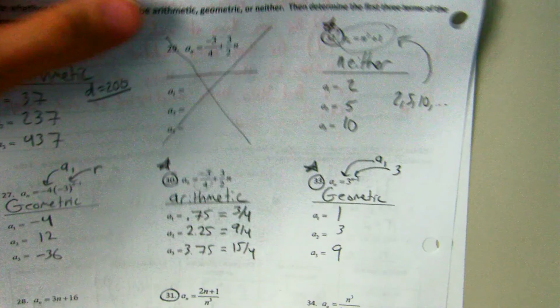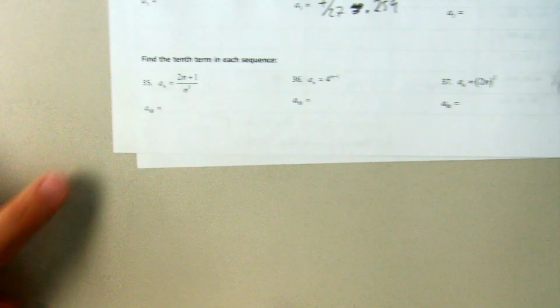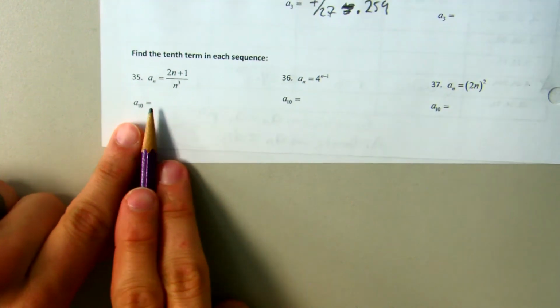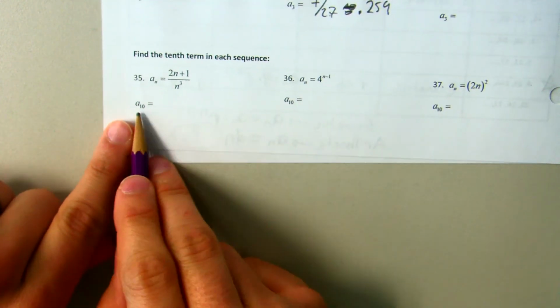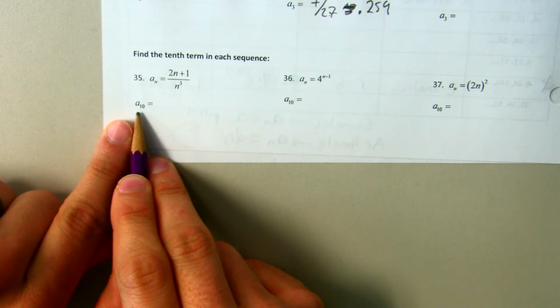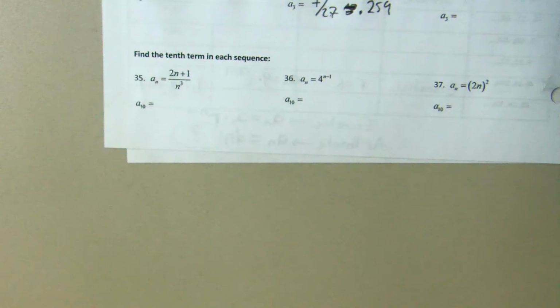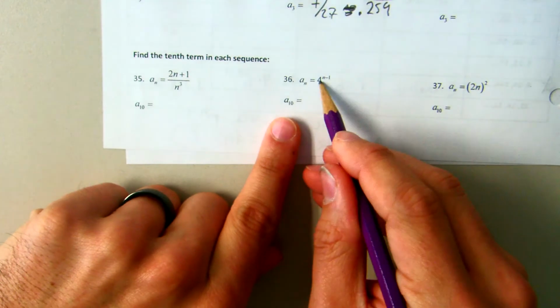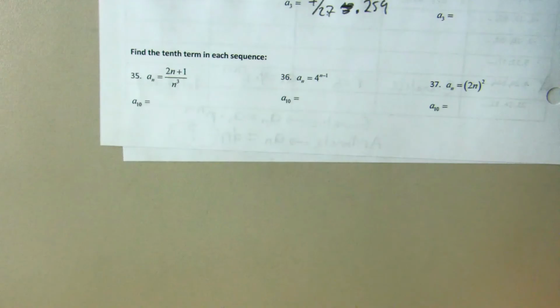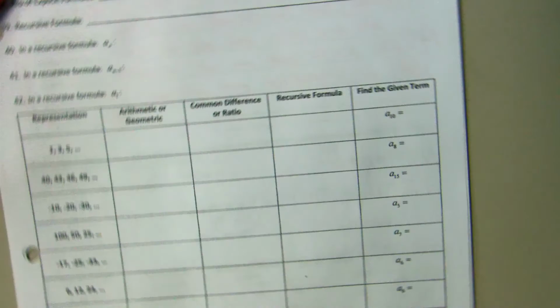So you got a couple more of those, 2 more of those that I want you to go back and do. And notice this one, I didn't talk about it, we're not going to do any of these together. But these just want you to find the 10th term. So just plug in 10 for n, like we did on the front page. I know that you can do that.